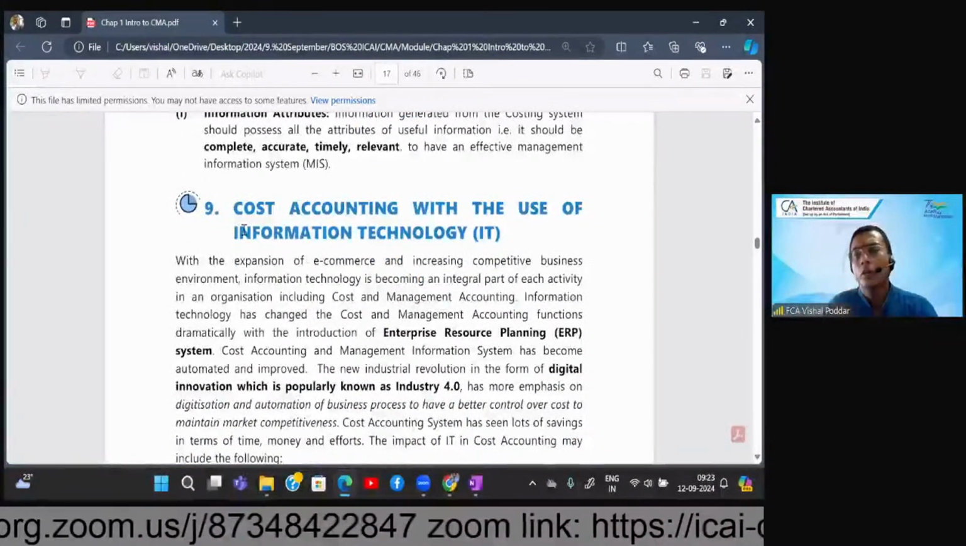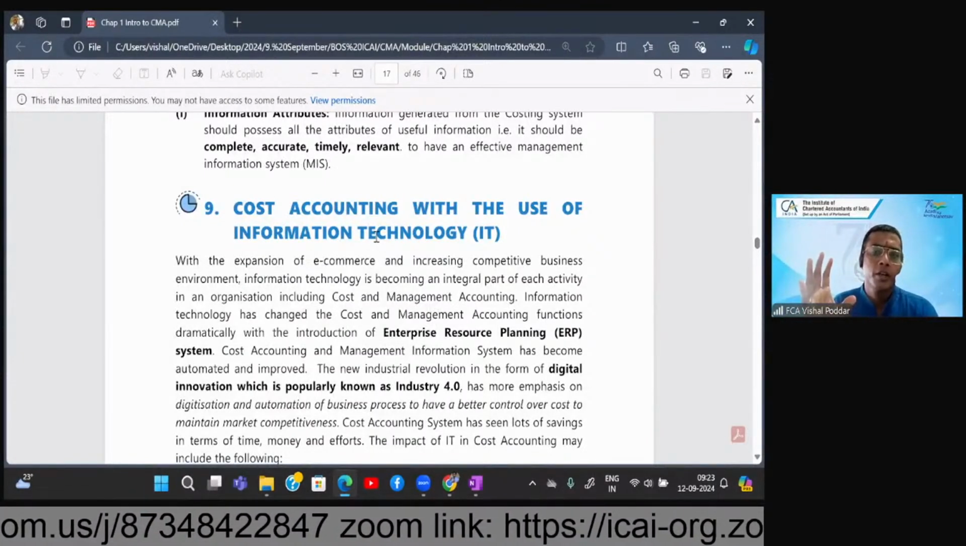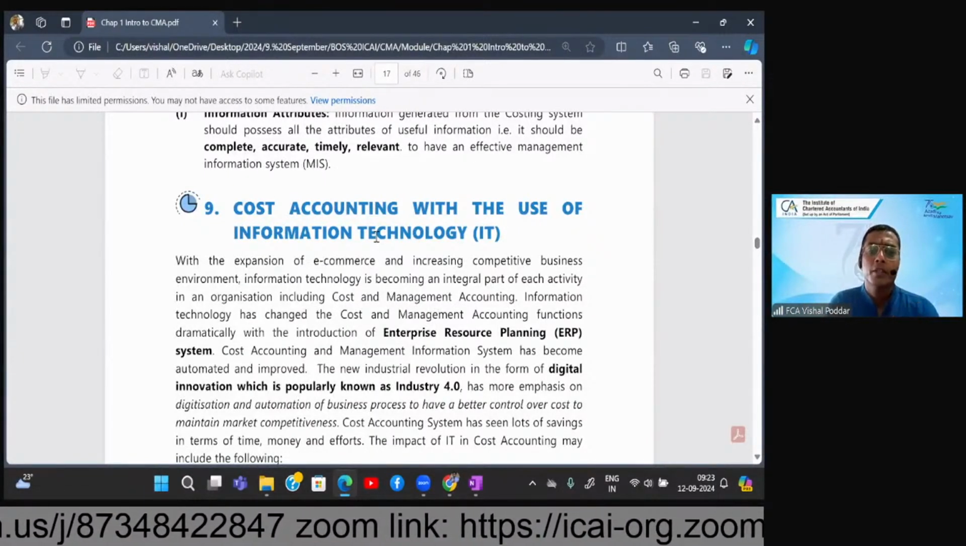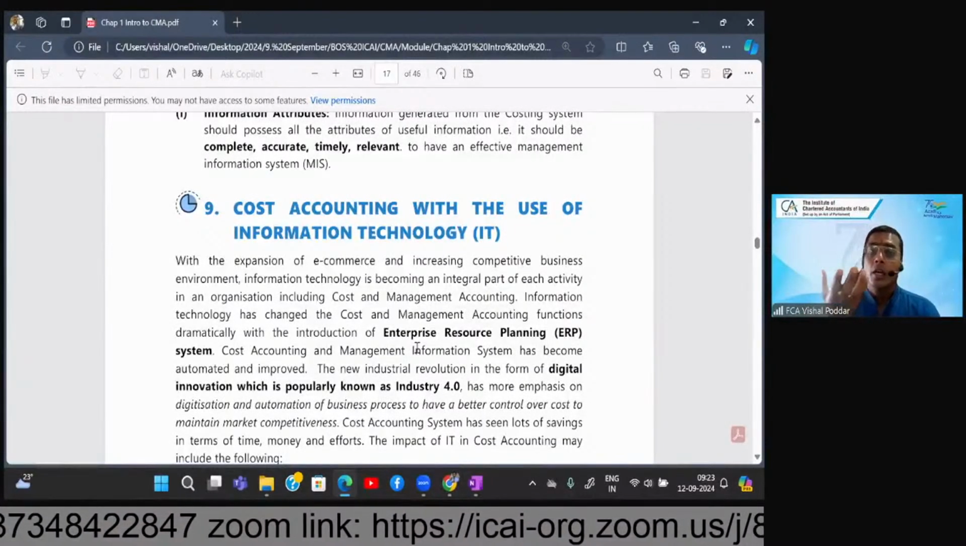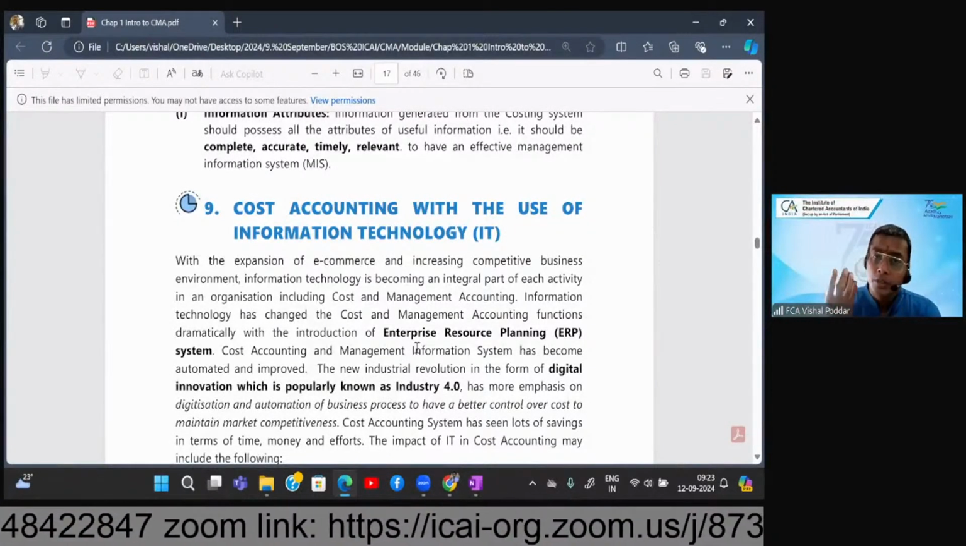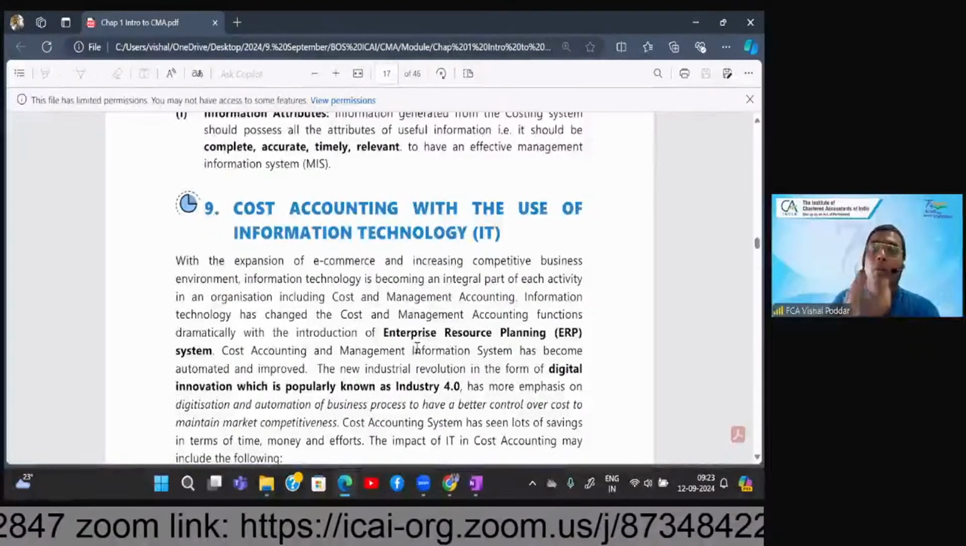Most important, cost accounting with the use of technology. Now we all know everything is technology driven. We started with MIS. Now we have ERP solutions. ERP is all the different softwares. The ERP solution is linking the entire business functions. So obviously cost accounting will be linked with that.